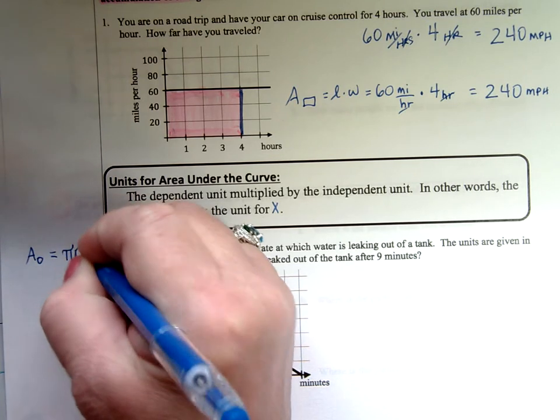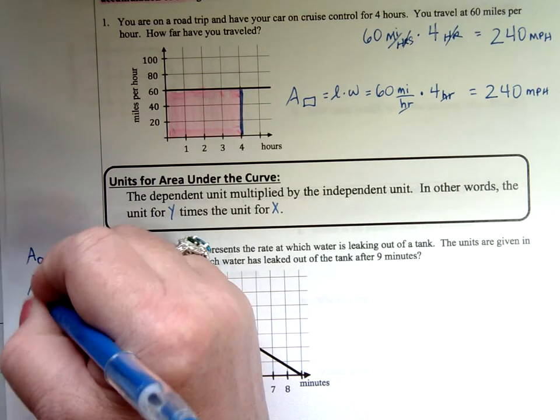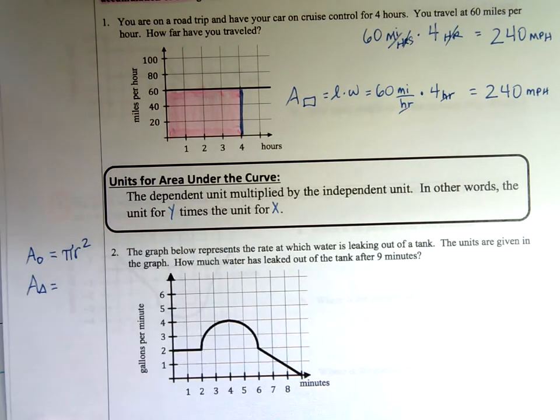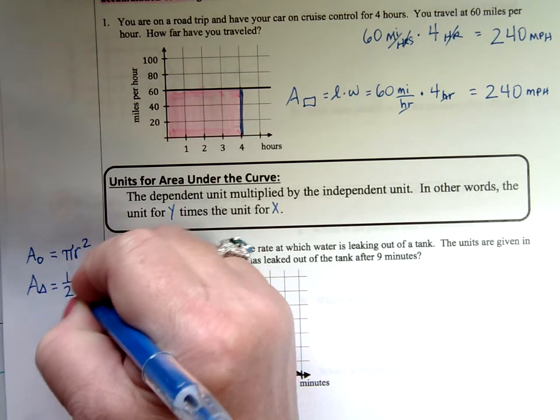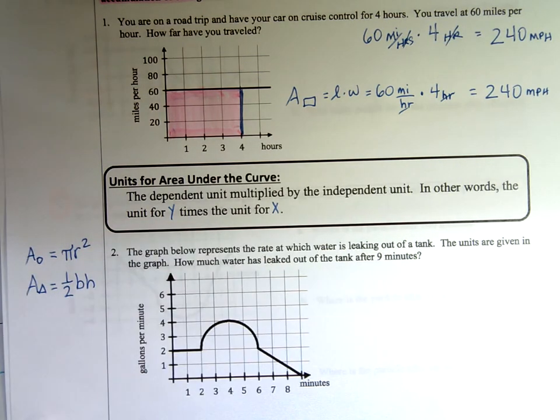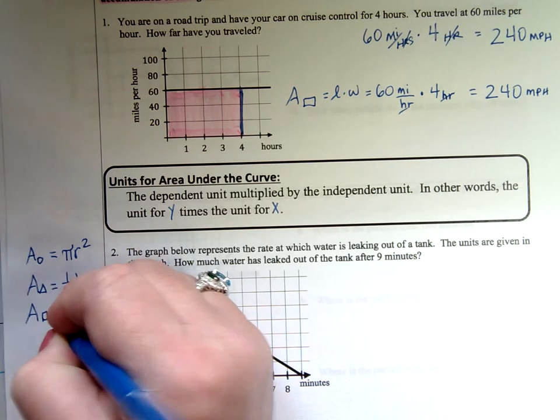And that would be pi r squared. What's the area of a triangle? A triangle, we might see triangles in the midst of this. That's 1/2 the base times the height. What's the area of a square?